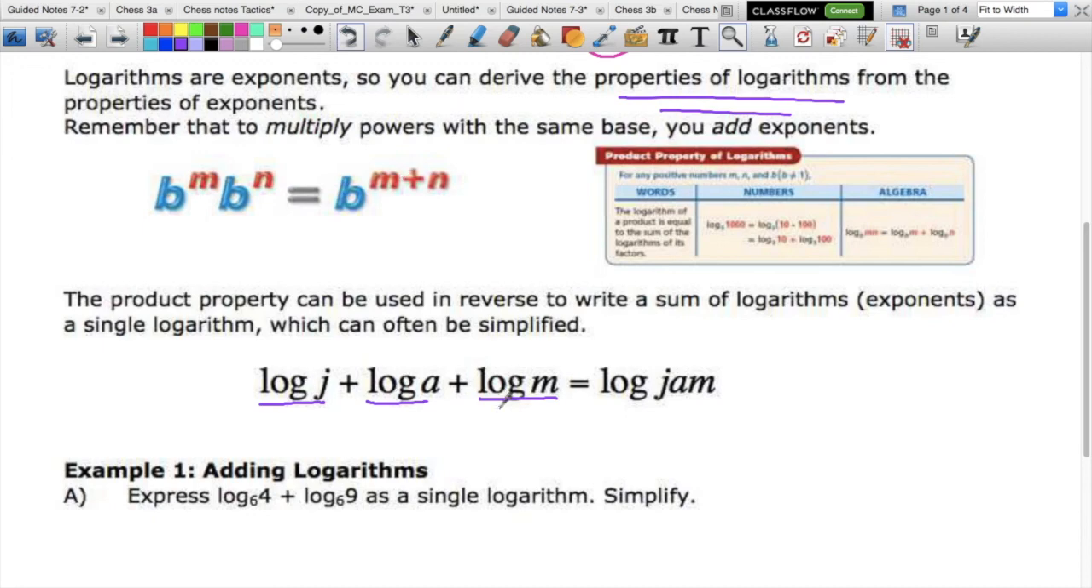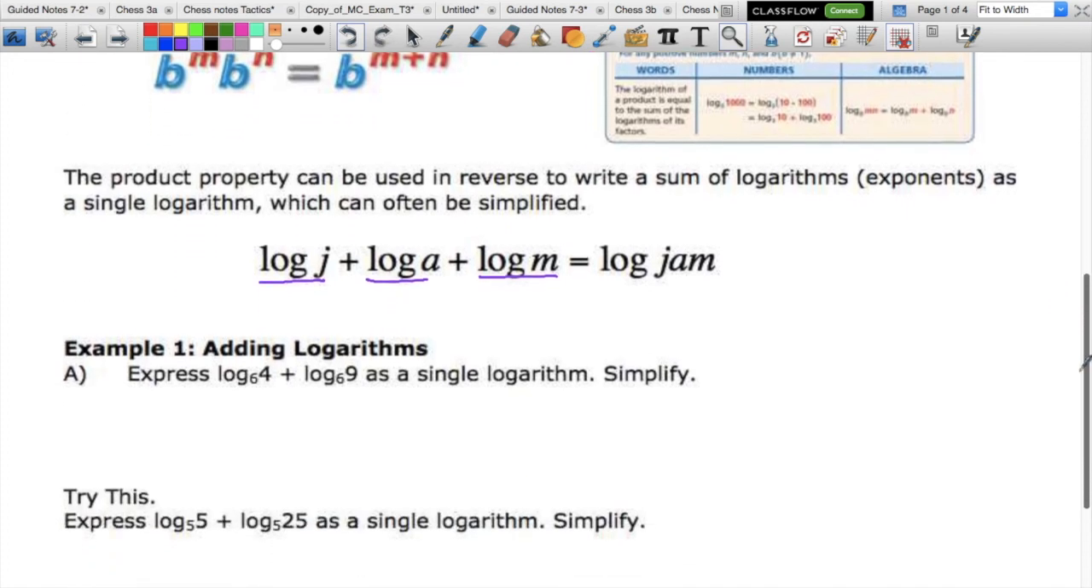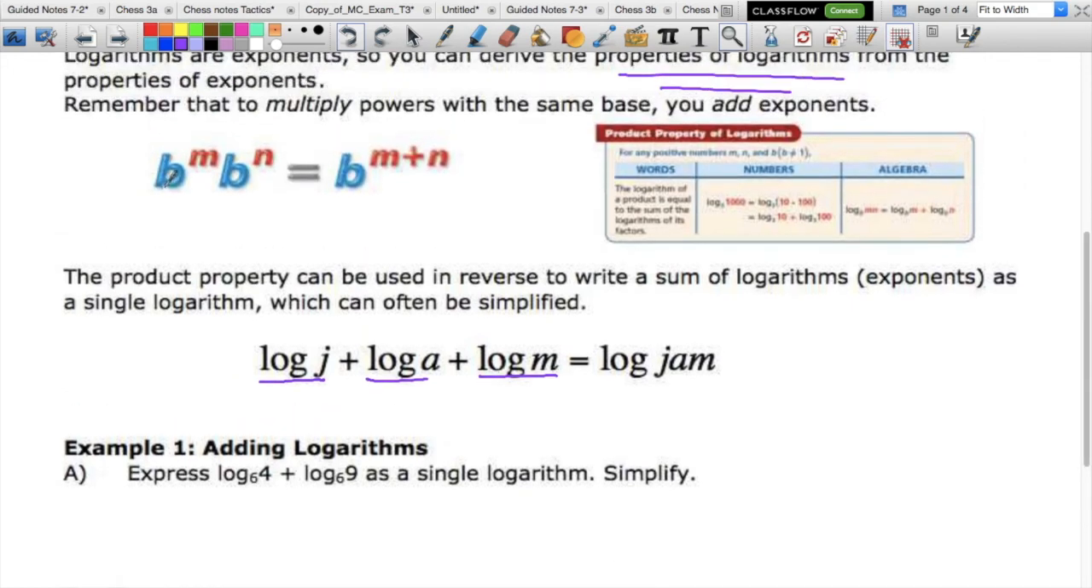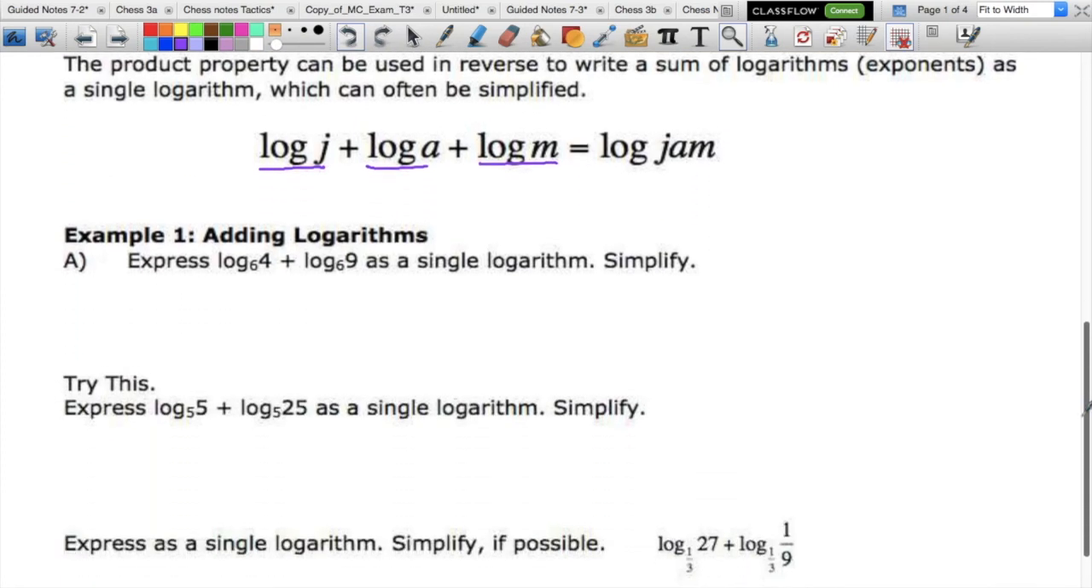Would it be 30 or no? Because each of them is 10. We don't mess with the base. Yeah, don't change the base. Just like we don't mess with the base here, the base stays the same. Just like we don't mess with the base on the logs. All right? So here we go. We do not add the bases.